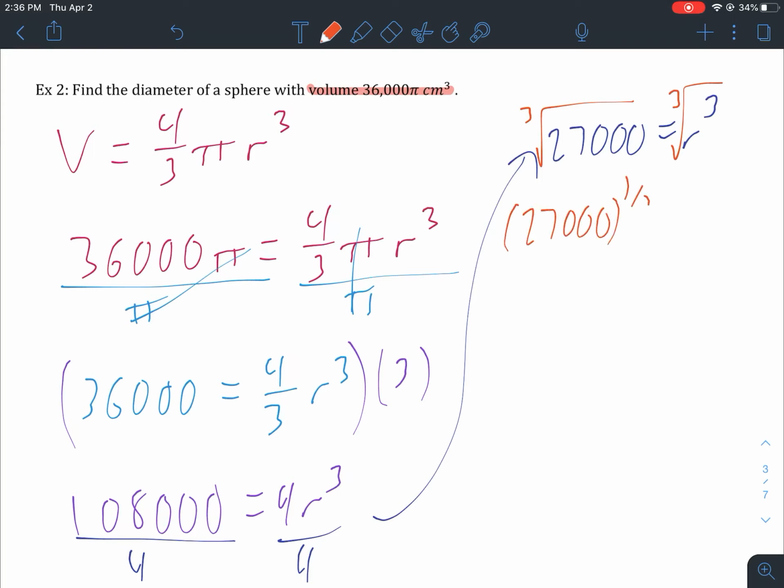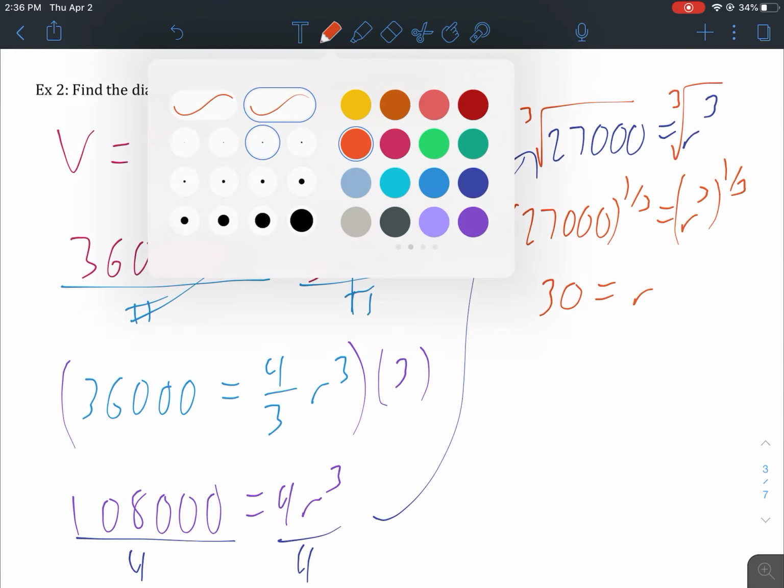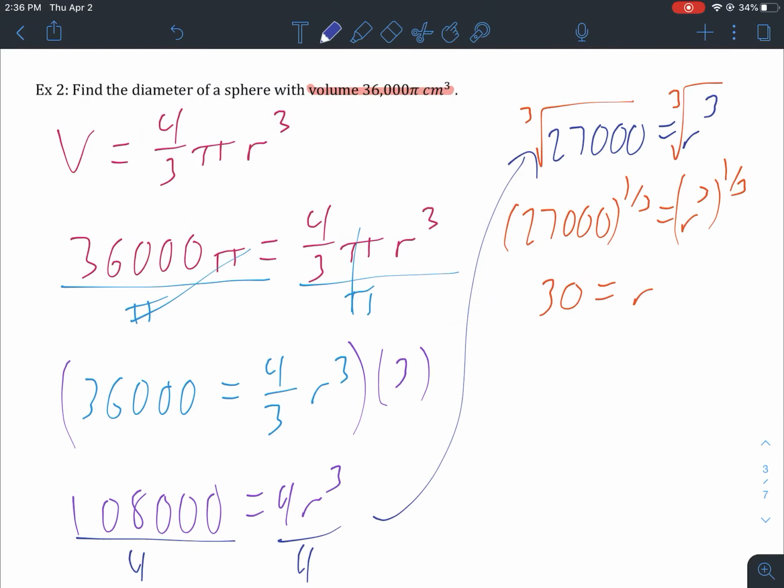The cube root is the same thing as the 1/3 power. So in your calculator, type in 27,000, little caret key, and make sure you put parentheses around 1/3, and you should be getting 30 is equal to r. So then for our final answer, the diameter would be twice that, so my diameter is 60 centimeters.